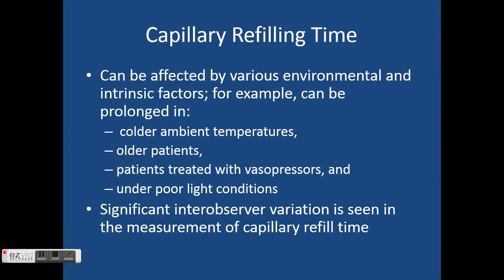It can be affected by various environmental and intrinsic factors. For example, it could be prolonged in cold temperatures. This is particularly important in kids. Also in older patients, patients treated with vasopressors, and in any kind of poor light conditions. They've done studies on this, and they show that there is significant inter-observer variation. So you have to look at a consistency of observers when you're doing this.